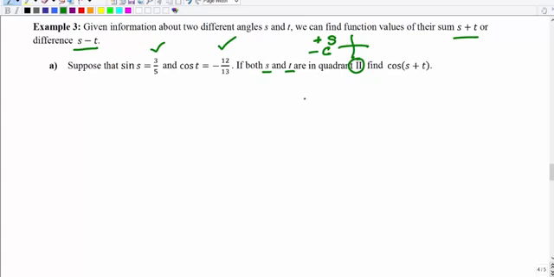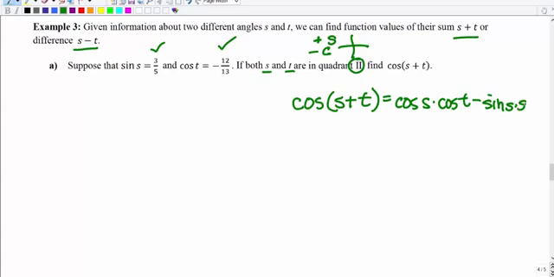So we're going to use the sum identity for cosine. Let's go ahead and write that out. So cosine of the sum of angles S and T would be equal to cosine of angle S times cosine of angle T, and then opposite sign, minus sine of angle S times the sine of angle T. So we need to know 4 different pieces of information. 2 of them actually we already know.